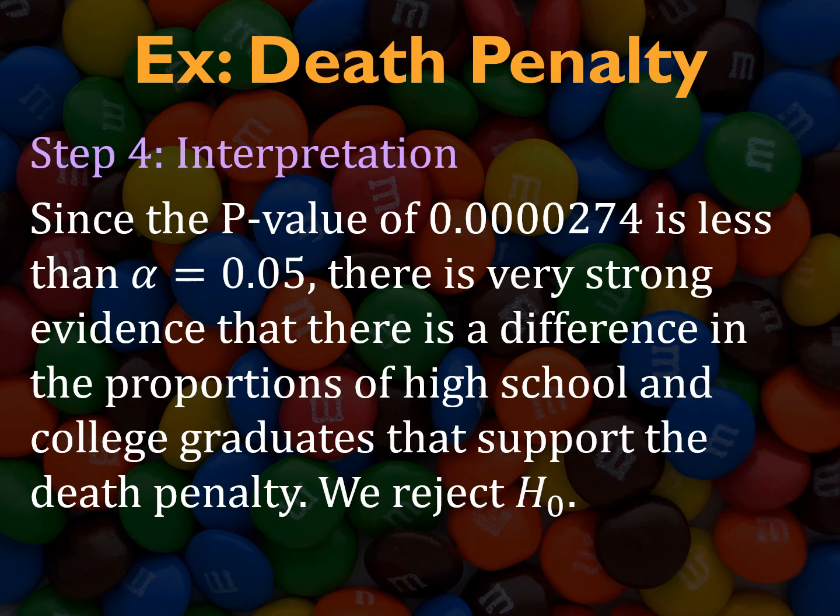So the p-value is very, very low. There's very strong, convincing evidence of a difference in the proportions of high school and college grads that support the death penalty. We reject the null hypothesis. So that's doing it using a two-sample z-test. Now we're going to look at it with chi-square.